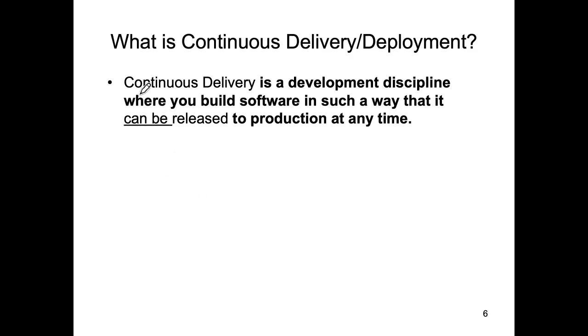First of all, I'm giving you a definition of continuous delivery here. Continuous delivery is the development discipline where you build software, and we know what that means now. Building here does include testing, automated testing in this case, where you build software in such a way that it can be released to production at any time.